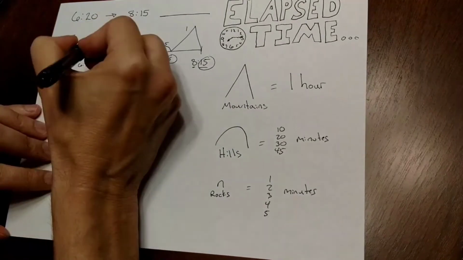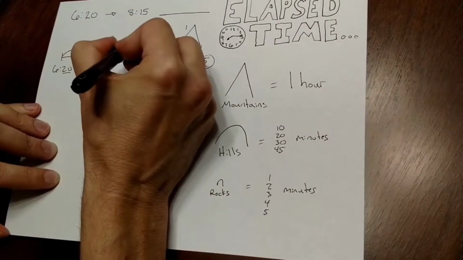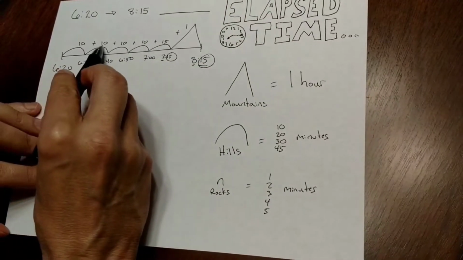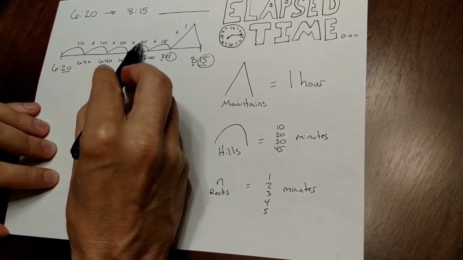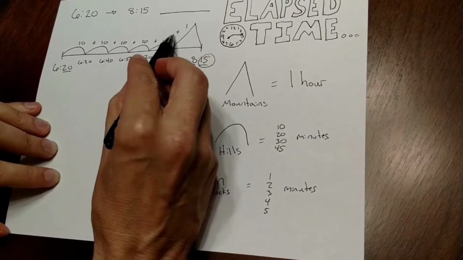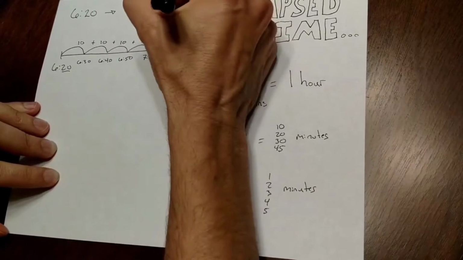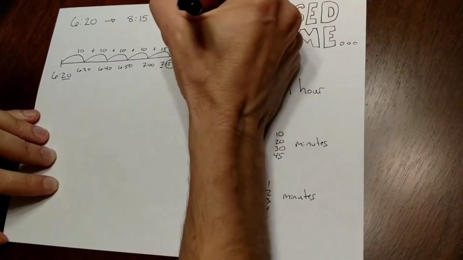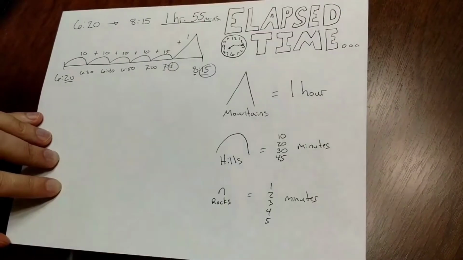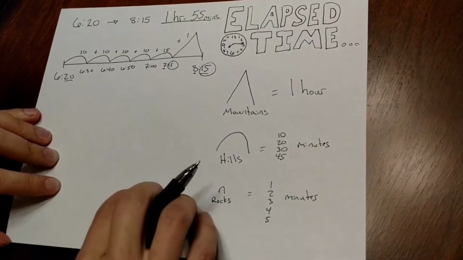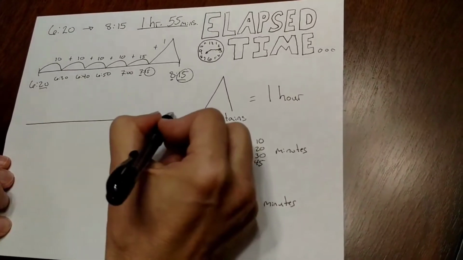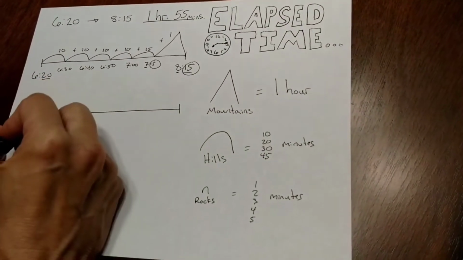Now it's our responsibility to add these all up. So I have 10, 20, 30, 40, 50, 55. 55 minutes plus 1 hour. So my elapsed time is 1 hour and 55 minutes. Now we could do this another way as well. With elapsed time, there are multiple ways to get the same answer.